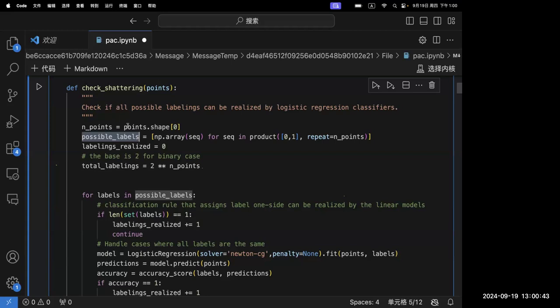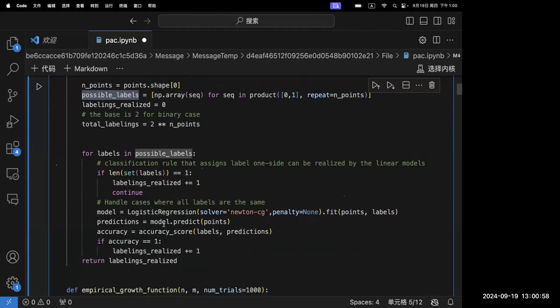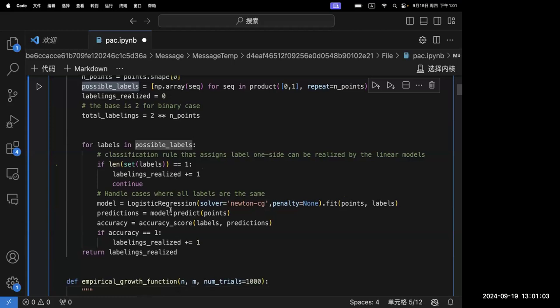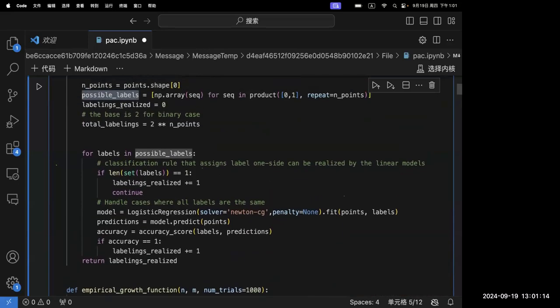So at every given set of input data points, you are trying to determine whether a specific hypothesis within your predefined hypothesis class exists that can realize this specific input pattern. If it can, it means for this specific combination of the input, it can be shattered. So that's how we achieve this.